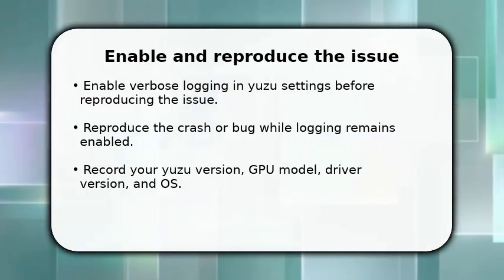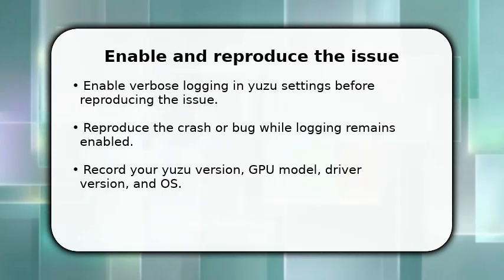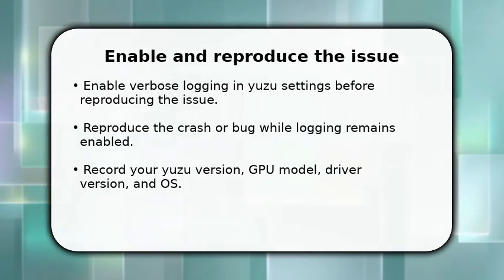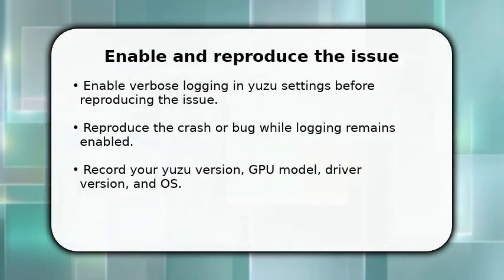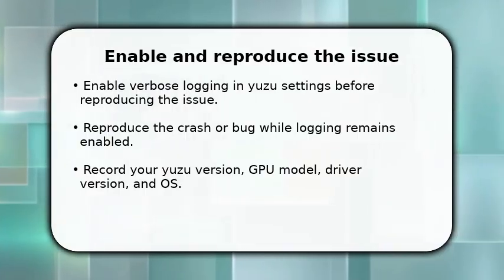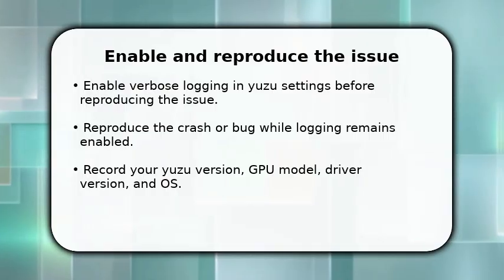First, open Yuzu and enable verbose logging in the settings menu. Keep logging enabled while you reproduce the crash or bug. Reproduce the exact steps that trigger the problem so logs capture relevant events.